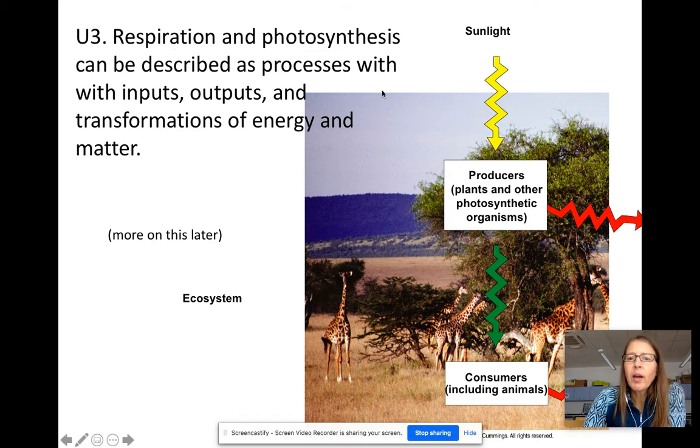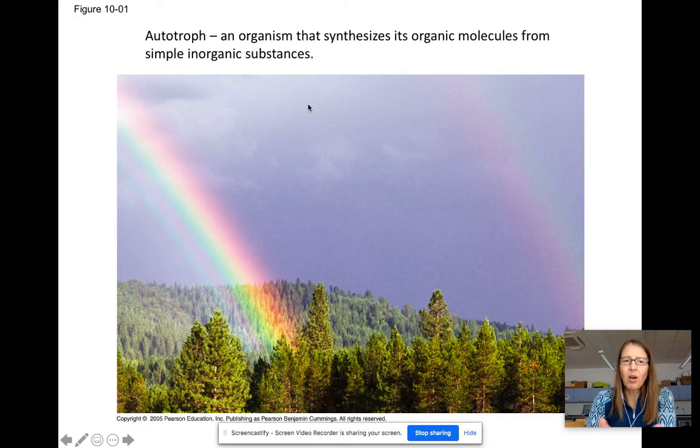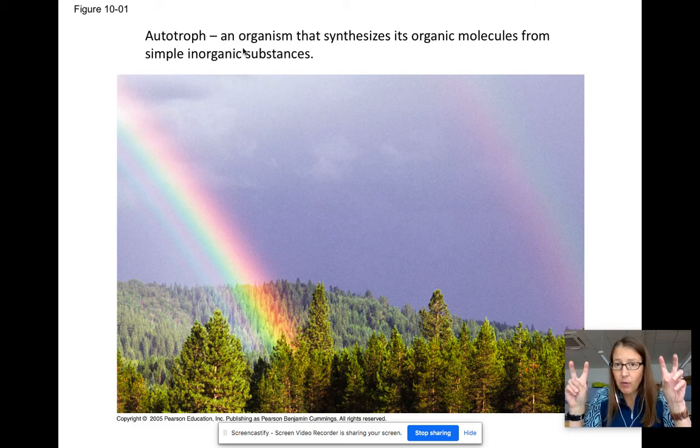Okay, so the modes of nutrition that we're going to focus on are the autotrophs and the heterotrophs. So the producers, the ones that can make their own food, and then the heterotrophs, the ones that have to get their food by eating other organisms, or get that from other organisms themselves. So let's take a look at those definitions: autotroph versus heterotroph. So autotroph, the definition is an organism that can synthesize its organic molecules, aka its food, from simple inorganic substances.